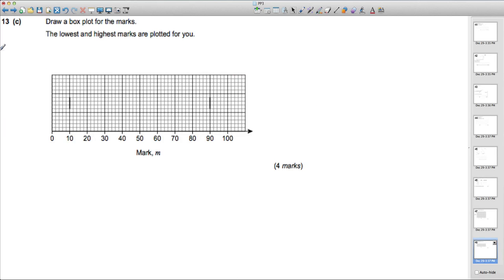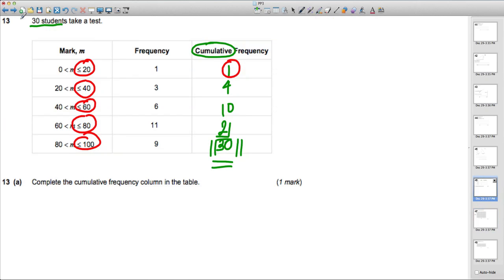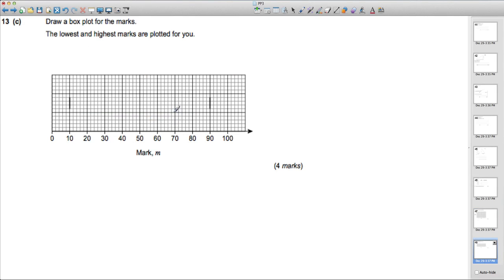Okay, then draw a box plot for the marks. The lowest and the highest are plotted for you. For a box plot, you need the lower quartile, upper quartile, and median. Now there were 30 people, right? So the median happens at 15. Make sure you draw lines across for this. That's happening at about 70 marks. So 70 marks is our median.